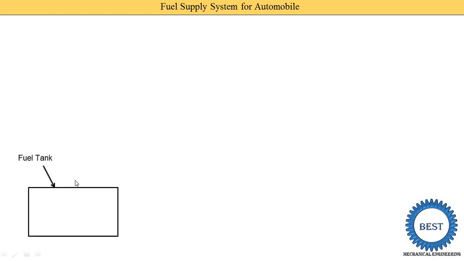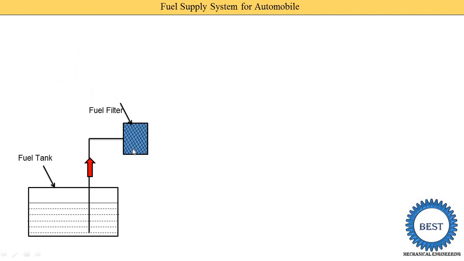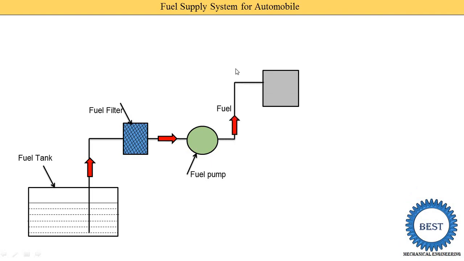So the first component is the fuel tank, in which the fuel is filled. Then from the fuel tank, fuel is supplied to the fuel filters. After this, fuel is supplied to the fuel pump, and from the fuel pump the fuel is supplied to the carburetor. And we already know that in a carburetor two things are mixed, one is the air and the second one is the petrol.